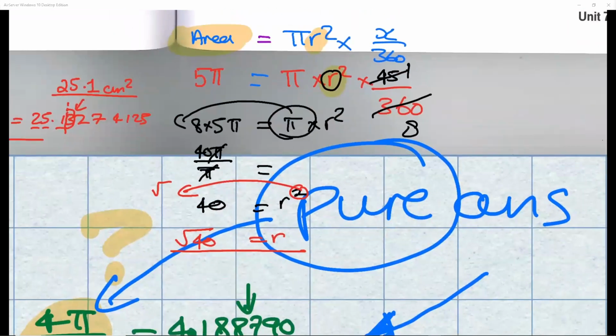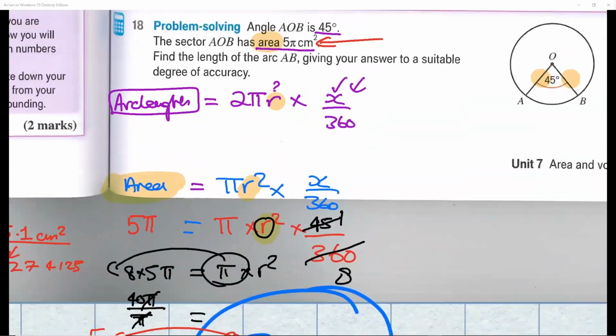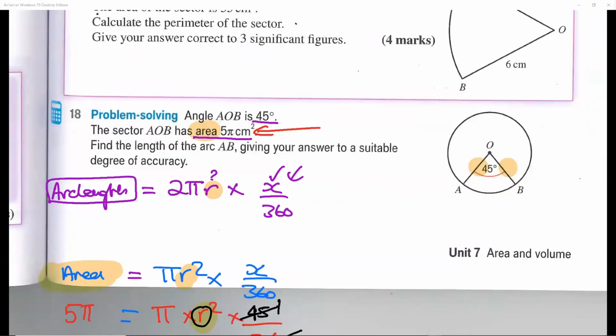I'm going to use the pure answer because I need to go back up to here now. So I'm going to substitute into here root 40. And what's the x value? 45. Fantastic. So it'll be 2 times by pi times by root of 40 times by 45 over 360. So now all the pieces have come into play.